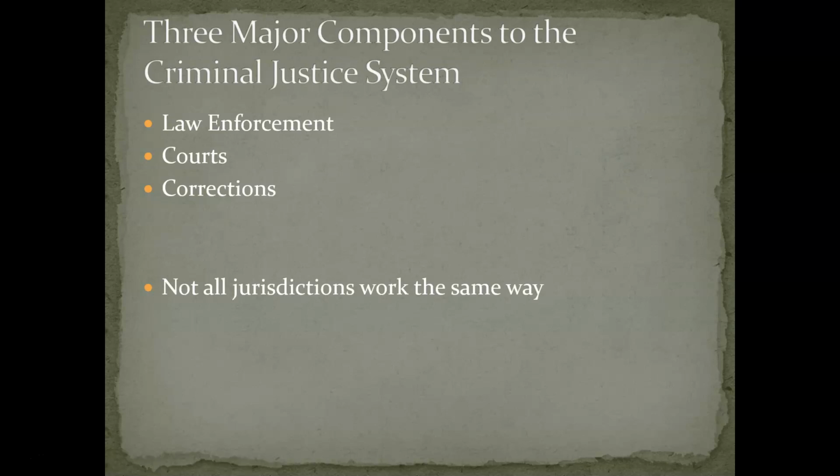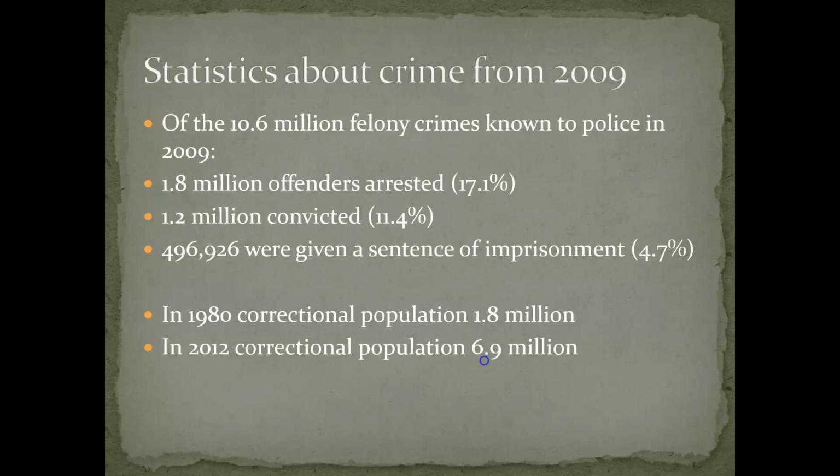So there are three major components in the criminal justice system. You've probably taken other classes in criminology before, so you're pretty aware that law enforcement, courts, and corrections are the three major components in the criminal justice system. The criminal justice system in California versus the criminal justice system in Iowa are probably different. So not all jurisdictions work the same way. In California specifically, we have an interesting way of doing a lot of things. So keep that in mind. Not all jurisdictions do things the exact same way. Most of what we're going to focus on in this class, I'm going to be referring to the way we do it in California, because we are in California.